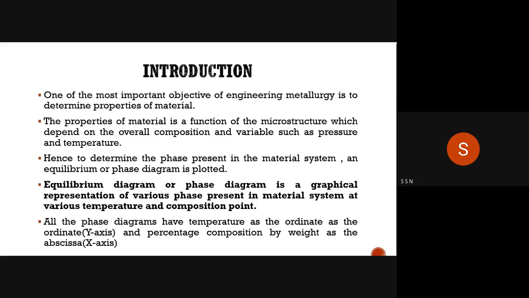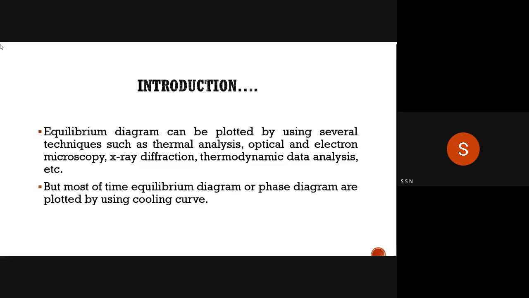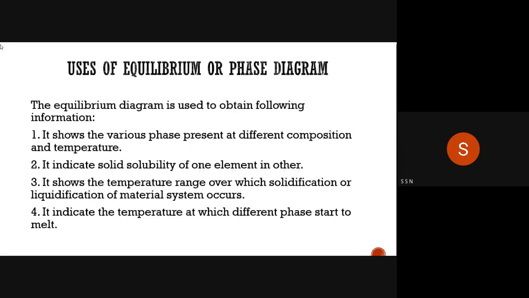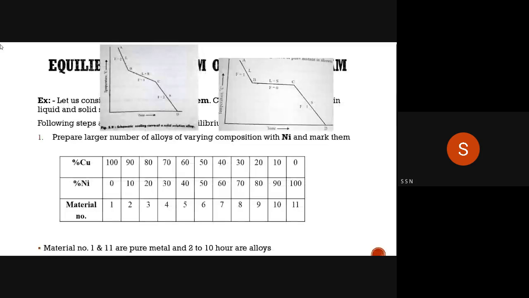There are various techniques or methods by which we can plot this phase diagram, such as thermal analysis, optical or electron microscopy, X-ray diffraction, and thermodynamic data analysis. But the most commonly used method for drawing the phase diagram or equilibrium diagram is by using the cooling curves. What these cooling curves are, we have already seen in detail, and how to draw the equilibrium diagram using them, we have seen in the last lecture.